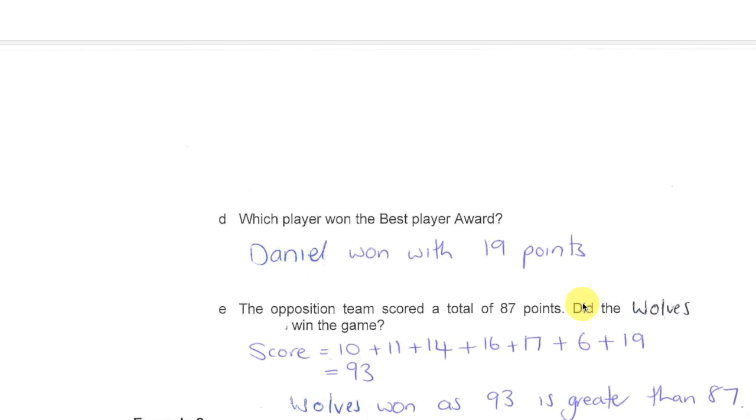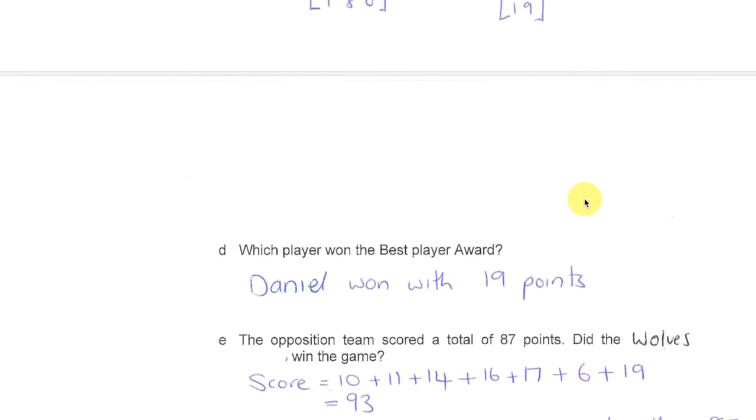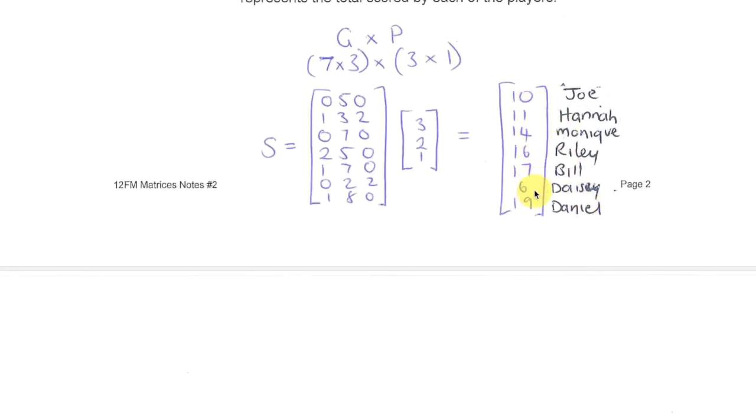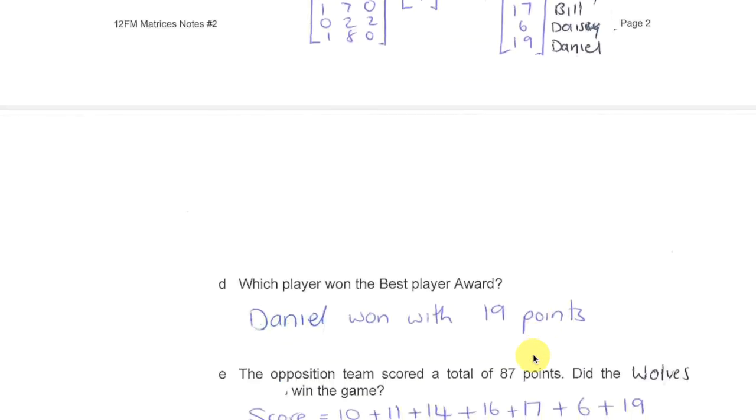D, which player won the best award? So the assumption here is that the person who scored the highest in the game would be receiving the best player award. And so you can see that Daniel scored the highest number of points, so he gets the award.